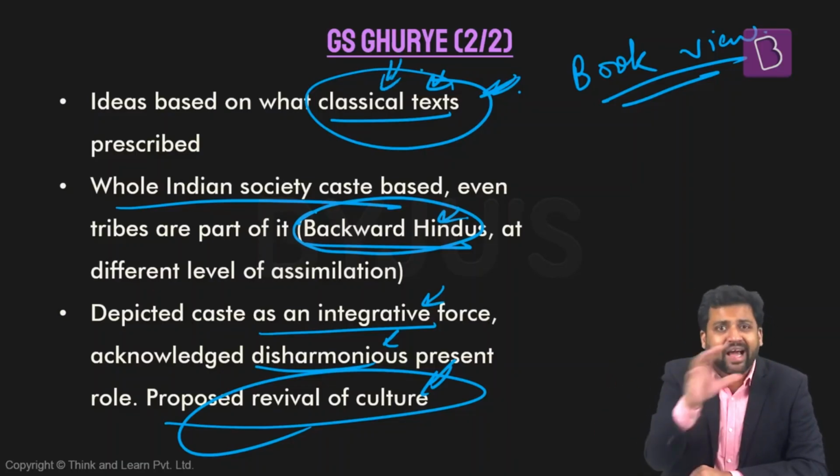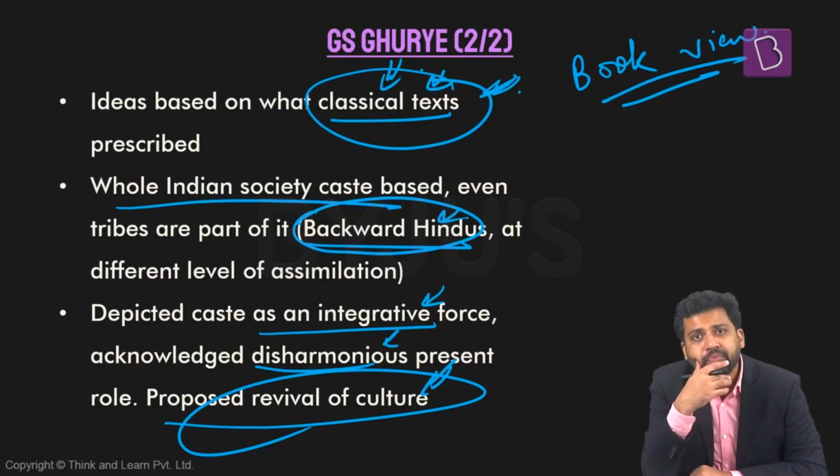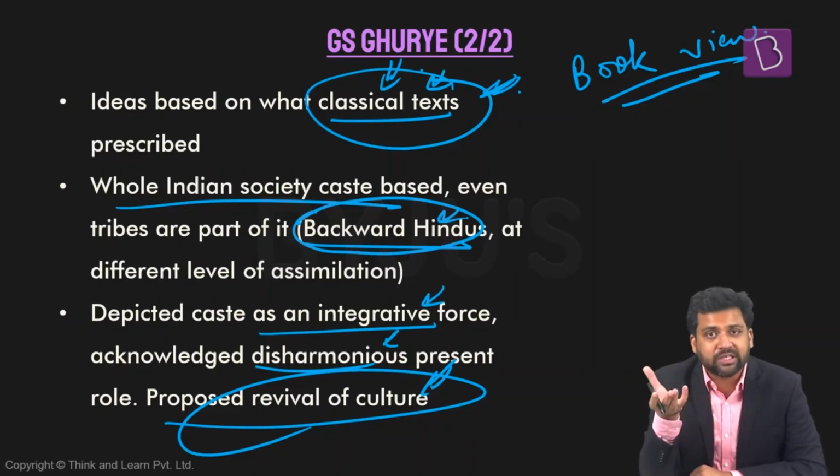Also, since this entire perspective is on the basis of classical text, the assumption here is that the caste system will be uniform throughout the length and breadth of the country. Whatever the text is saying, the same thing will be applicable in northern parts of India, southern parts, western parts, as well as central parts of India. This might not be true. There might be variations. So all these aspects are not part of Ghurye's analysis of caste in the Indian context.